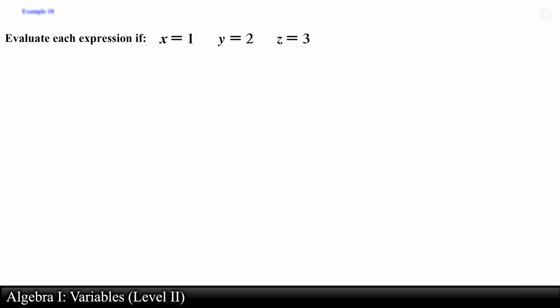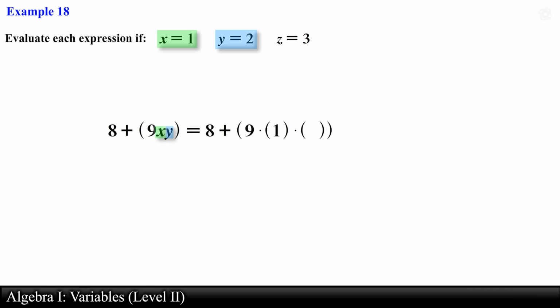Let's try the final variable expression. Simplify the expression 8 plus the quantity 9 times x times y, or 9xy. We need to substitute the variables with the appropriate values. In this case, x is equal to 1, and y is equal to 2. So we evaluate the quantity in the parentheses first. That expression simplifies to 18, and we add 8 to that. So we have that the final answer is equal to 26.